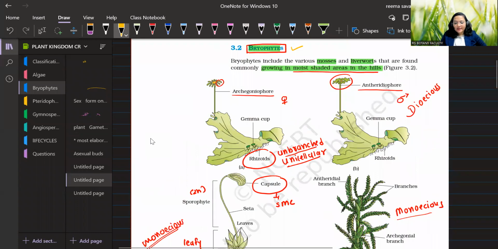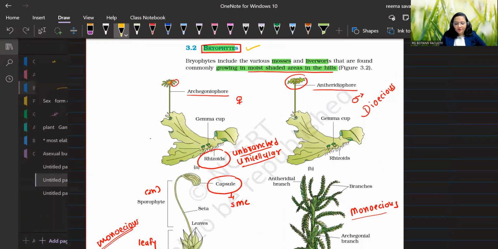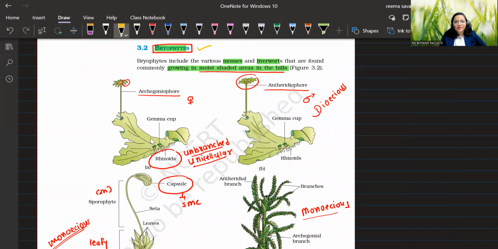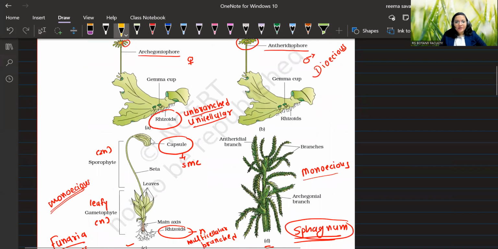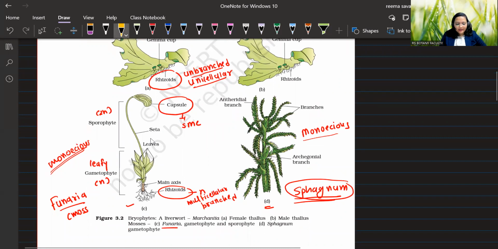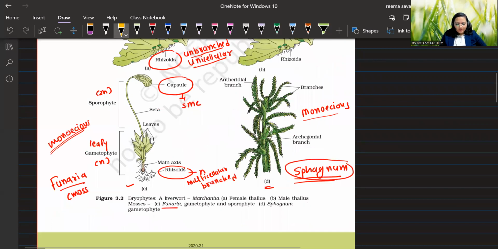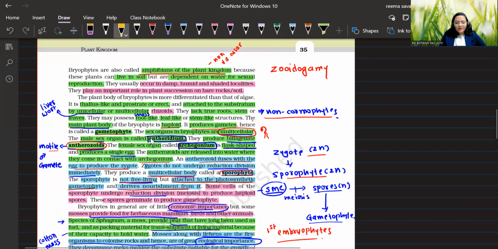Next one. So this is given in NCERT. Bryophytes include the various mosses and liverworts that are found commonly growing in moist and shaded areas in hills. These diagrams are given in NCERT. You need to remember, you need to memorize all the labels, right? So this is Marchantia, this is Funaria, this is the leafy gametophyte, this is the sporophyte, right? And this diagram is Sphagnum. Now, they have given here that they are the amphibians of the plant kingdom. I already told you they are what? They are non-vascular amphibians of the plant kingdom because they live in soil, but they require water for their reproduction, and that method is known as zoidogamy.